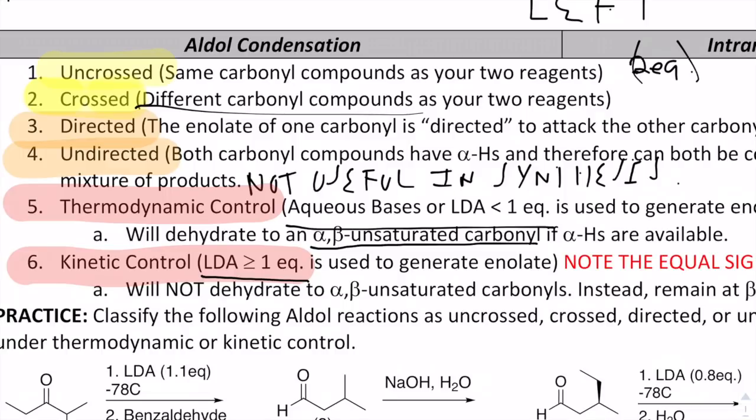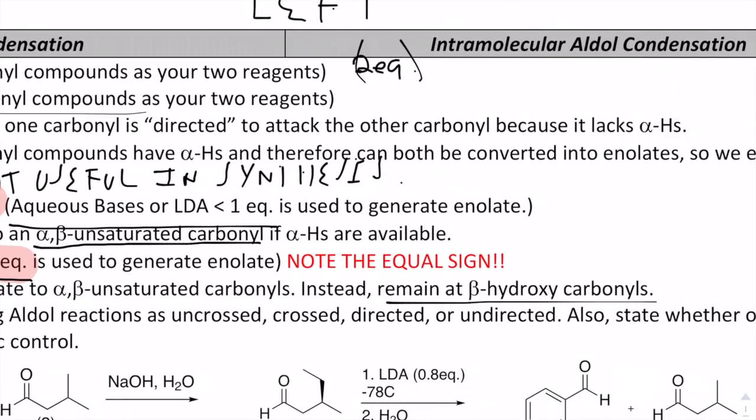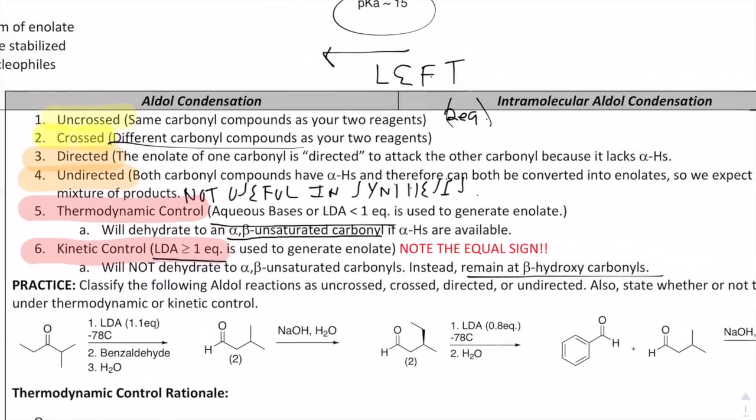Under kinetic control, we have LDA greater than or equal to 1 equivalent, and we do not observe that dehydration step that we saw with thermodynamic control. Instead, we're just going to stay at the beta-hydroxycarbonyls, which I wrote over here, remain at the beta-hydroxycarbonyls. And this should make sense.